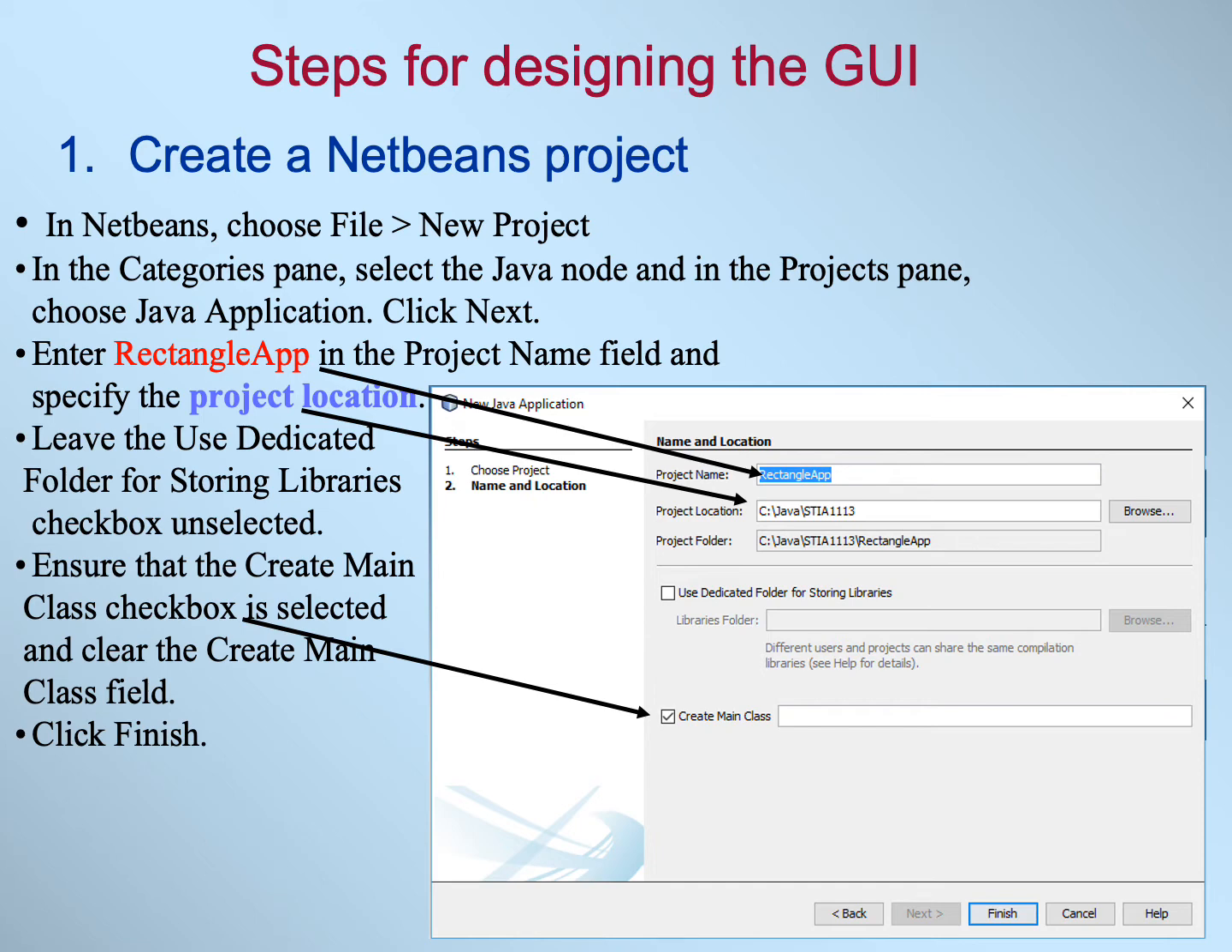So firstly, you would create a NetBeans project. In NetBeans, choose File, New Project. In the Categories pane, select the Java node, and in the Projects pane, choose Java Application. Click Next. Enter Rectangle App in the project name field and specify the project location. Leave the Use Dedicated Folder for Storing Libraries checkbox unselected. Ensure that the Create Main Class checkbox is selected and clear the Create Main Class field. Click Finish.